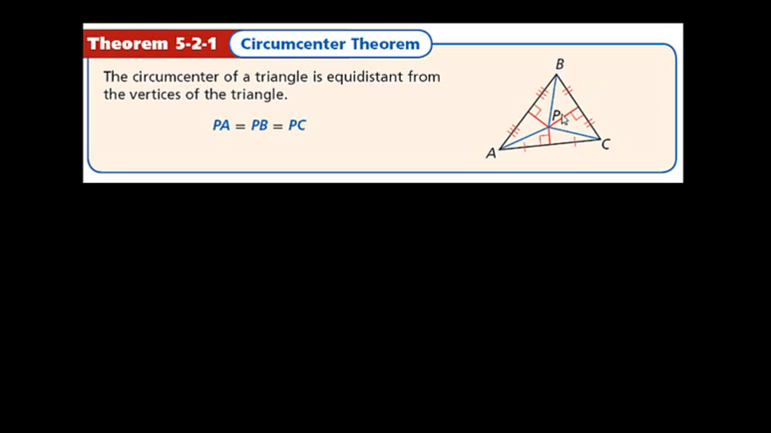Now when this happens, if you were to draw a line from the point of concurrency, your circumcenter right here, to each of the vertices of the triangle, each of these segments would equal each other. This is your circumcenter theorem. So the length of AP is congruent to the length of PB, which is congruent to the length of PC.